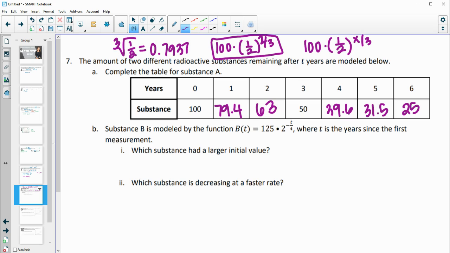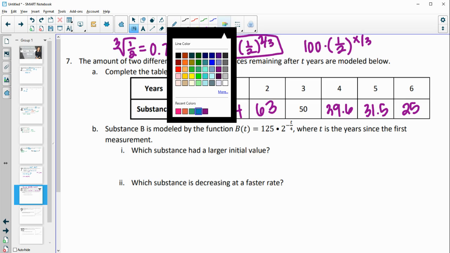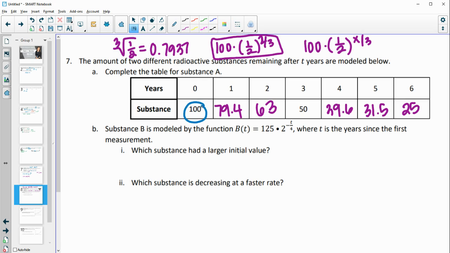So now it's saying in part B, substance B is modeled by this function, where T is the years since the first measurement. So which substance had a larger initial value? Remember, initial value in the table we can see is 100 for substance A. In the function, it's this number out here, so it's 125. So substance B had a larger initial value at 125 versus 100.